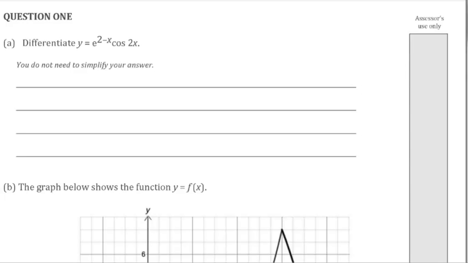So this one we are differentiating this equation that we've got here. This is two things multiplied by each other, so we are going to use the product rule, which means that we differentiate one of the pieces. I've differentiated e to the 2 minus x here, times the other piece, so the cos 2x doesn't change. Then we add on the opposite way round.